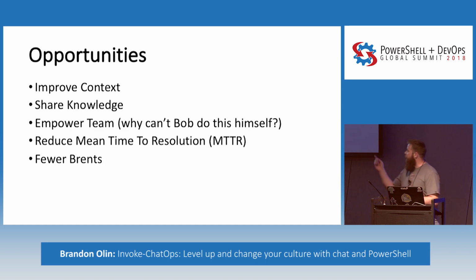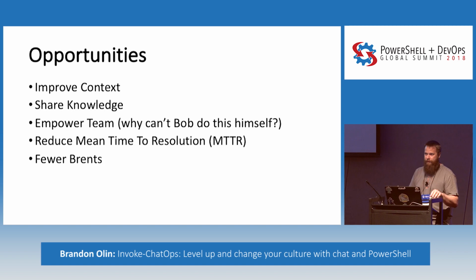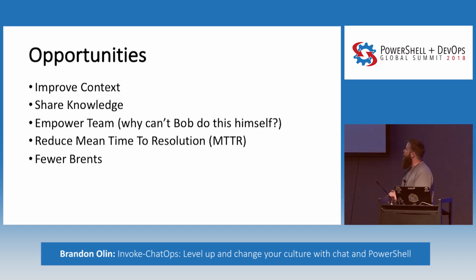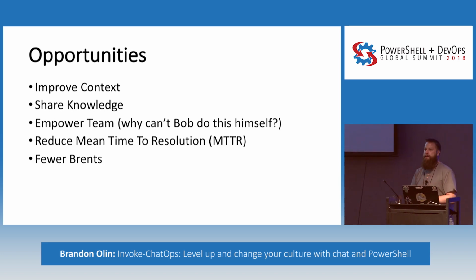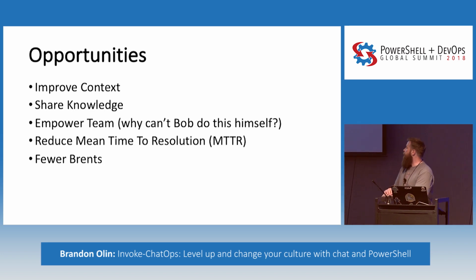Giving either one of these people access to fix this problem themselves can reduce your mean time to resolution. And ultimately, we want fewer Brents in the organization, not the actual person. We like Brent. But he is overworked. He's critical to the team. If he gets hit by a bus, the world crashes. But we want to reduce the human bottleneck that Brent represents in all of our organizations, and we all have been Brent in our careers.